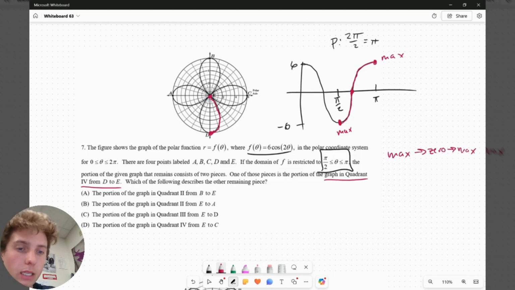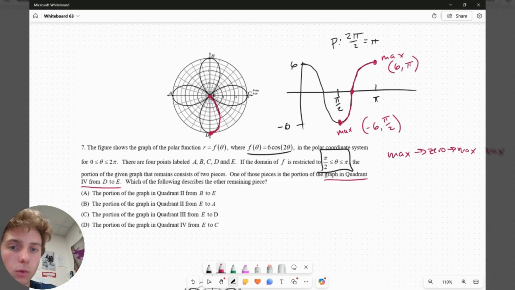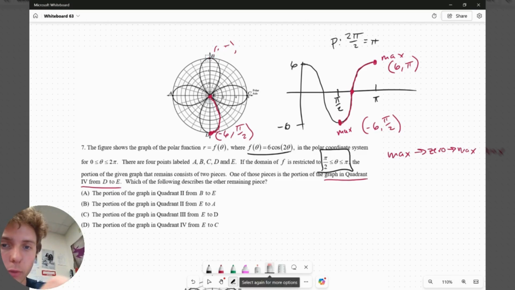Okay, well, D to E, let's figure out which of those maximums that actually is talking about. Well, this one would be negative 6 comma pi halves. This maximum would be, we're at a value of 6 comma the angle of pi. Well, 6 comma pi would put us at coordinate B. Negative 6 comma pi halves would put us at coordinate D. And let me fix that first one. I only rotated pi halves there. Rotate pi units gets us to coordinate A.